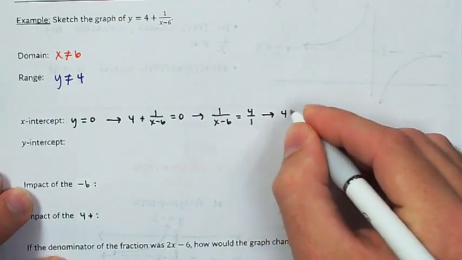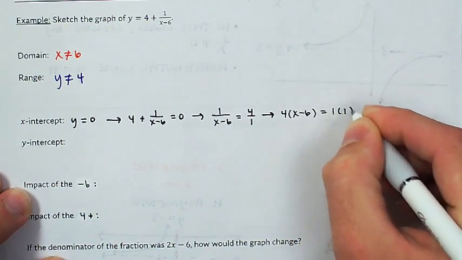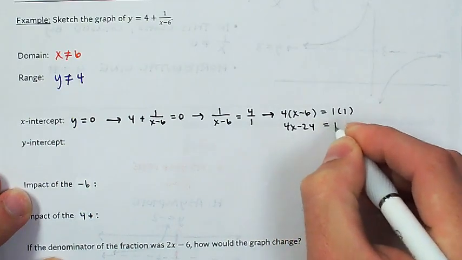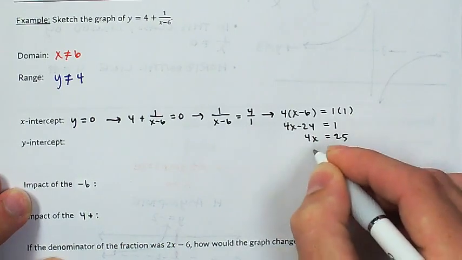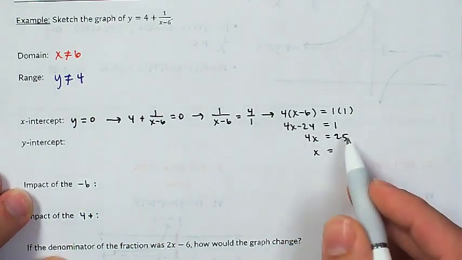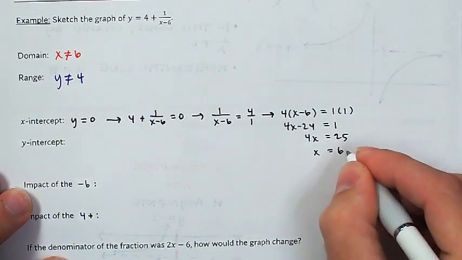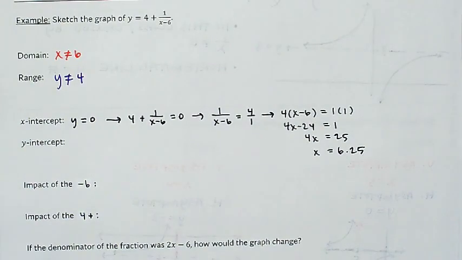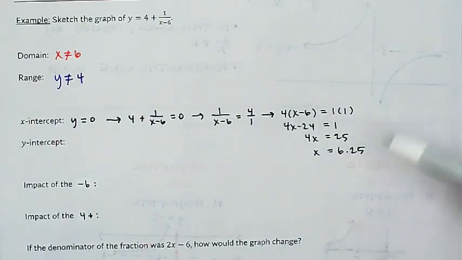Okay, so 4 times x minus 6 equals 1 times 1. It's 4x minus 24 equals 1, so x equals 25 divided by 4. Well, 24 divided by 4 is 6, so I think that's going to be 6 1/4. Okay, we found an x-intercept. It's kind of a lot, but that's part of why I showed you how to solve rational equations, so you could do things like this.